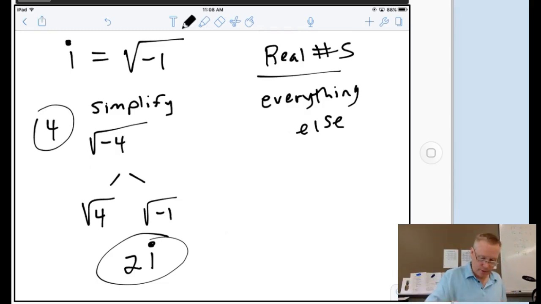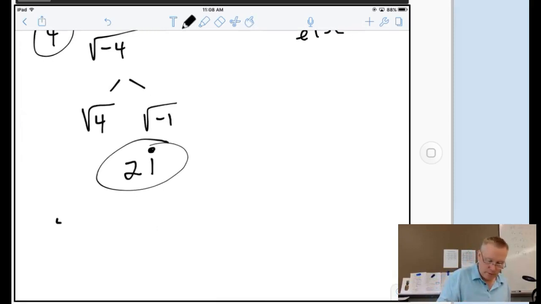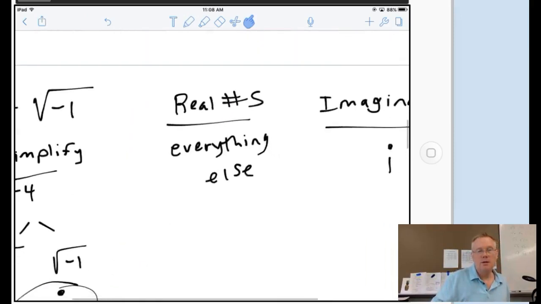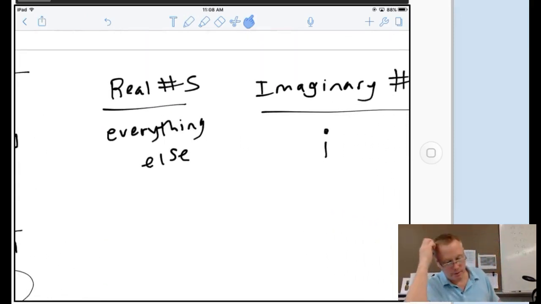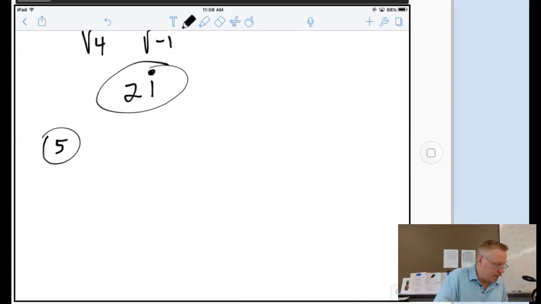So from now on, you can actually reduce a radical with a negative number underneath it. Now, that's not a real solution, okay? So if they say real solutions, then we're not using the i, but if it says just give me real or imaginary, then you definitely are. All right, number 5, so also same directions of simplify.